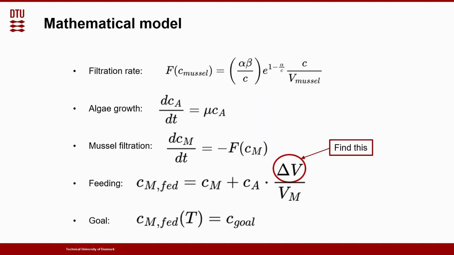This is the mathematical model of our setup. The concentration of algae in the mussel tank decreases according to the mussel's filtration rate, which also depends on the concentration, thus forming a differential equation. What we need to find is the amount of algae we need to transfer to the mussels in order to keep them fed and in stable conditions, described by the goal concentration.